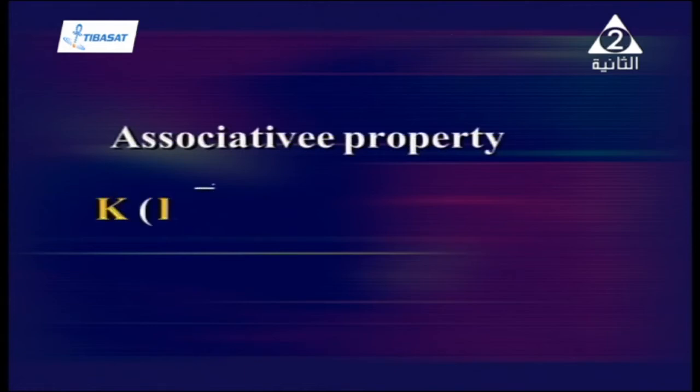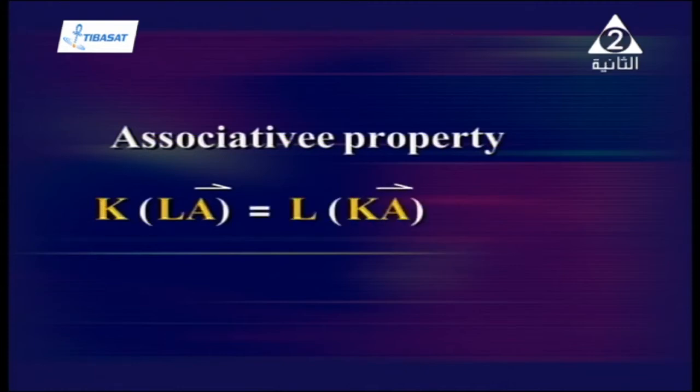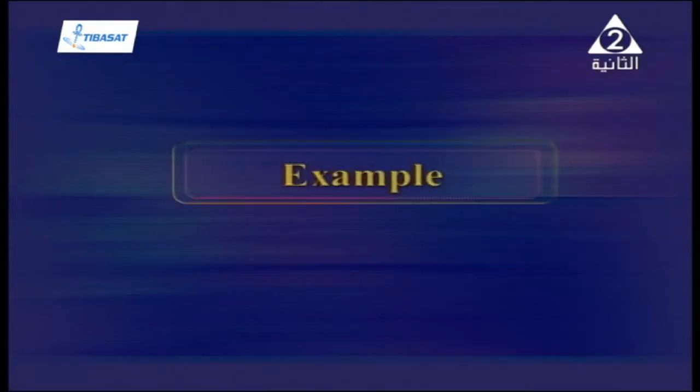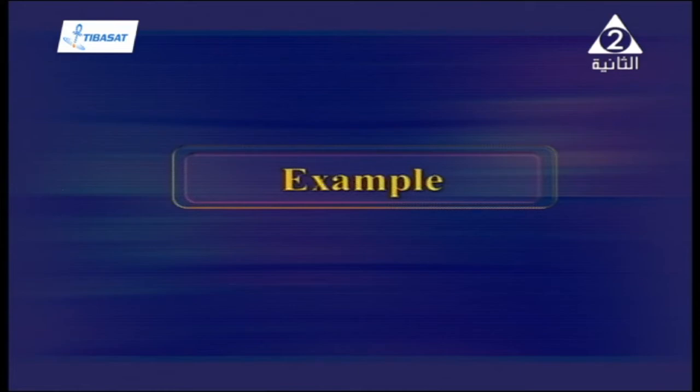Associative property. If we have k multiplied by l multiplied by a vector, it equals l multiplied by k a vector, which equals kl multiplied by a vector. Now we translate to an example.